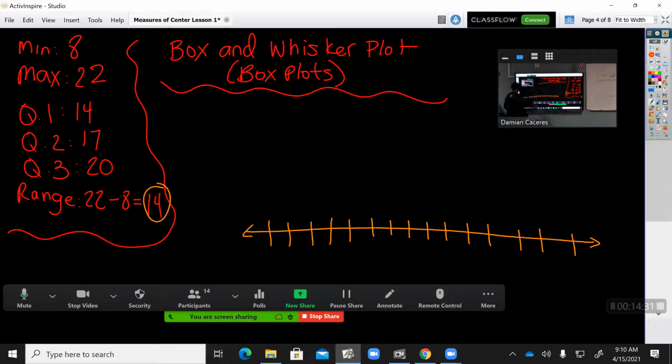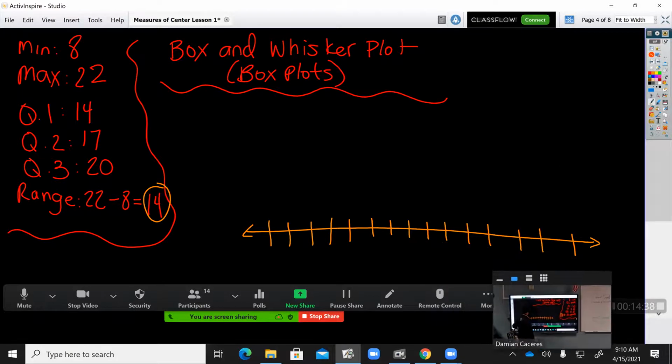So here we have a number line. So this is what we're going to do. The first line we make, right? This is what it's going to look like at the end. Something like this. This is a box and whisker plot. The first line we're going to make is this middle line, which is Q2.